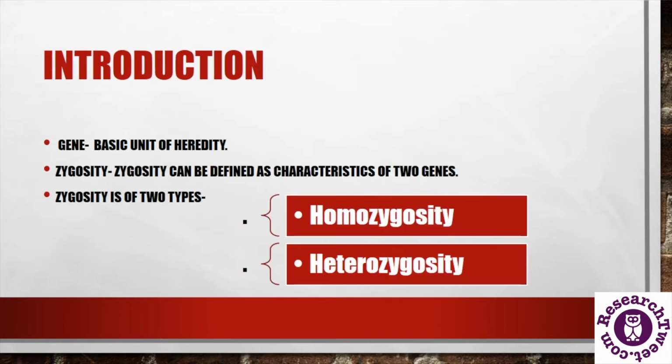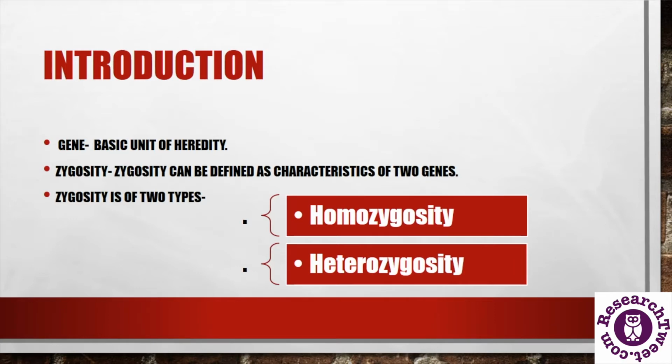To understand homozygous and heterozygous, let's learn some basic terms of genetics. Here, gene is defined as the unit of heredity, and it was first used by Mendel, and he called them heredity elements. But in 1909, Johansen termed the word gene for these heredity elements. Now the other term is zygosity. The question arises: what is zygosity? It can be defined as similarity between two or more genes.